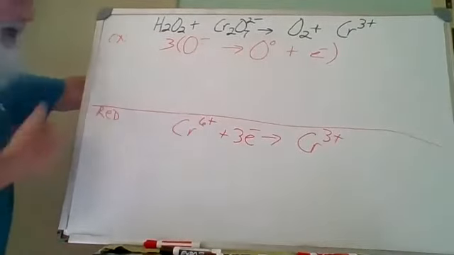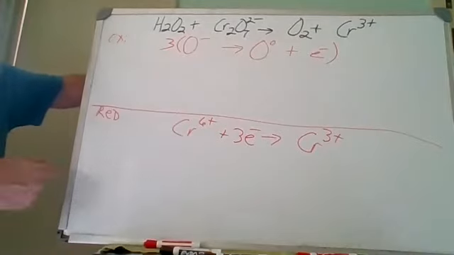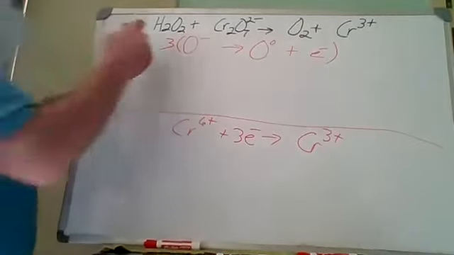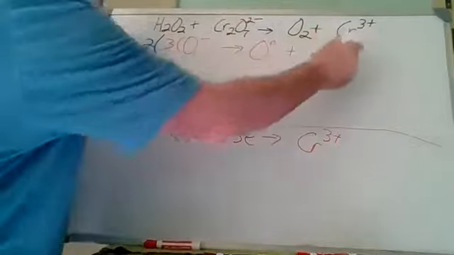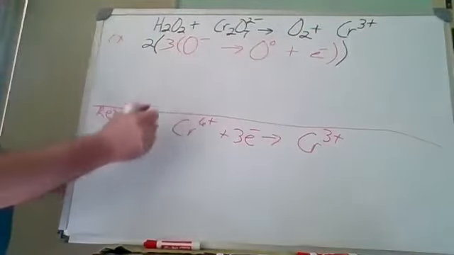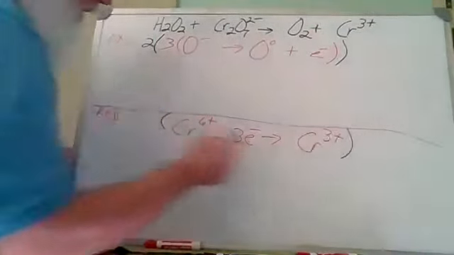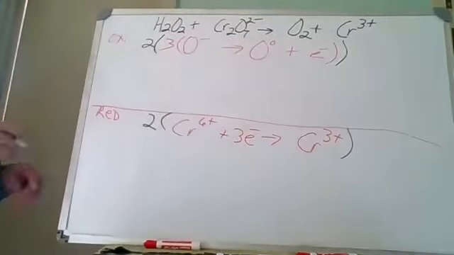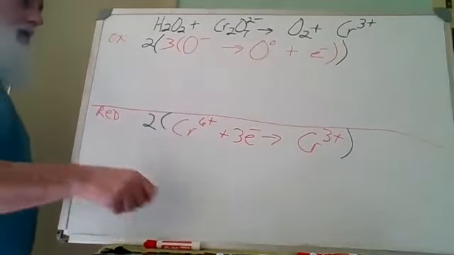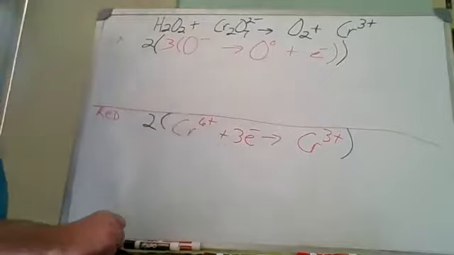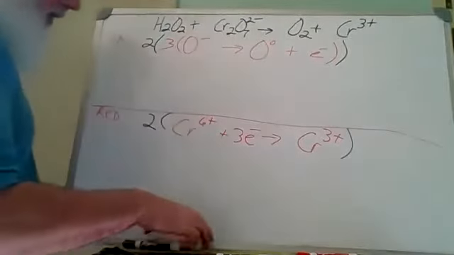I have 3 there right now. That's not an even number. So what I'm going to need to do is multiply this times 2. If I'm going to multiply this times 2, then I have to multiply the reduction half reaction by 2. Okay? So now let's write out our final form here.